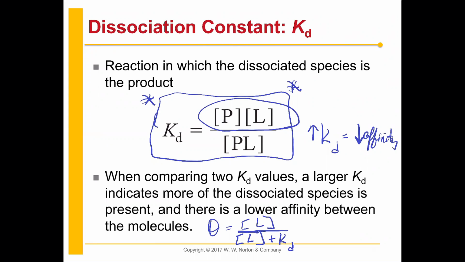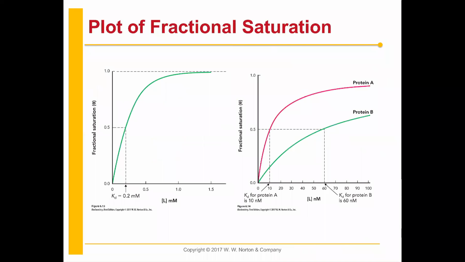We can monitor our ligand being picked up by our protein. So you can monitor free ligand concentration in solution. You can have a couple of different monitoring techniques, but when the ligand concentration is equal to your KD, that's going to tell you that your fractional saturation is at 0.5, right? So you can plot your fractional saturation versus your ligand concentration and get a hyperbolic curve.